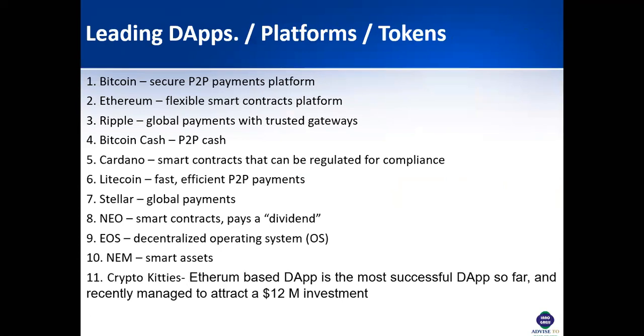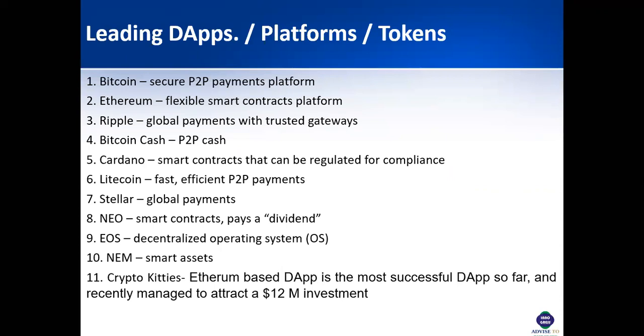Next I listed NEO, the smart contract platform, pay as dividend. Next is EOS, a decentralized operating system, some may call it. I think it runs on Ethereum. And then NEM, the smart assets. And most popular, which is selling like hotcakes in present listings, are CryptoKitties.